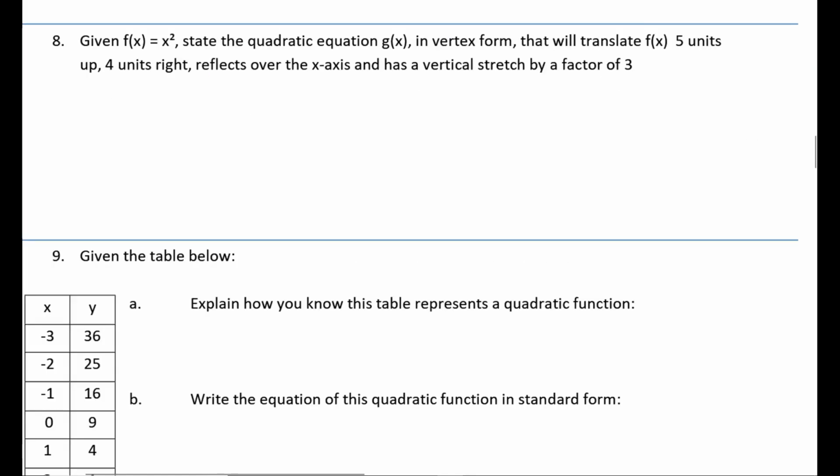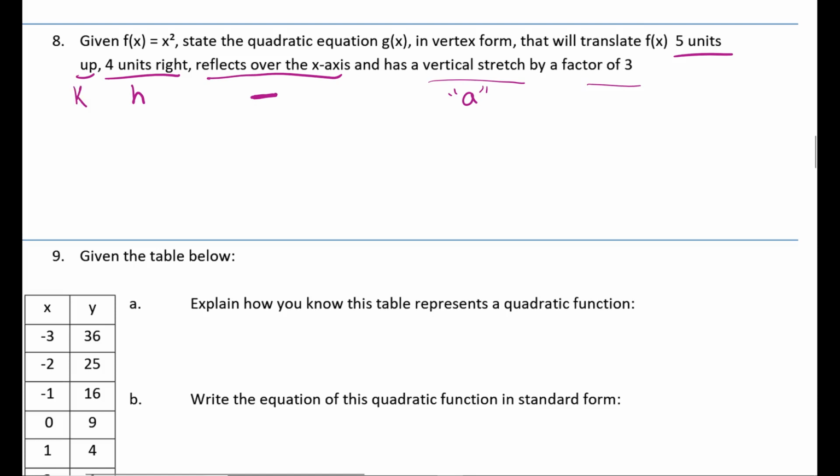Number 8. Given f of x equals x squared, state the quadratic equation g of x in vertex form that will translate f of x 5 units up, 4 units right, and reflect it over the x-axis, and has a vertical stretch by a factor of 3. Okay, so I know if they're talking about a vertical stretch, that's going to be the a value. And if I'm reflecting it, that just means that a is going to be negative. Any sort of horizontal shift is the h value, because that's affecting the x. And any sort of vertical shift is affecting the k value.